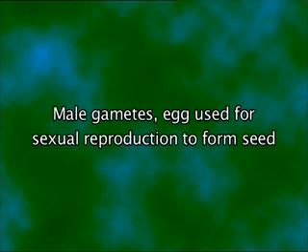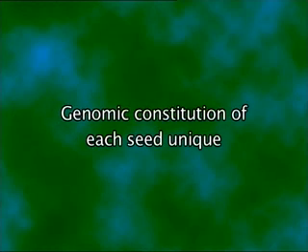That's called DNA fingerprinting. These in turn form the male gametes and the egg, which are used for sexual reproduction to form a seed. It's clear that because of the genetic recombination, the genome does not remain static, and the cell's molecular machinery is altering the genome with each passing generation. Also, as a result of genetic recombination, the genomic constitution of each seed is unique in this world. Being products of sexual reproduction, seeds generate new genetic combinations, leading to variations.